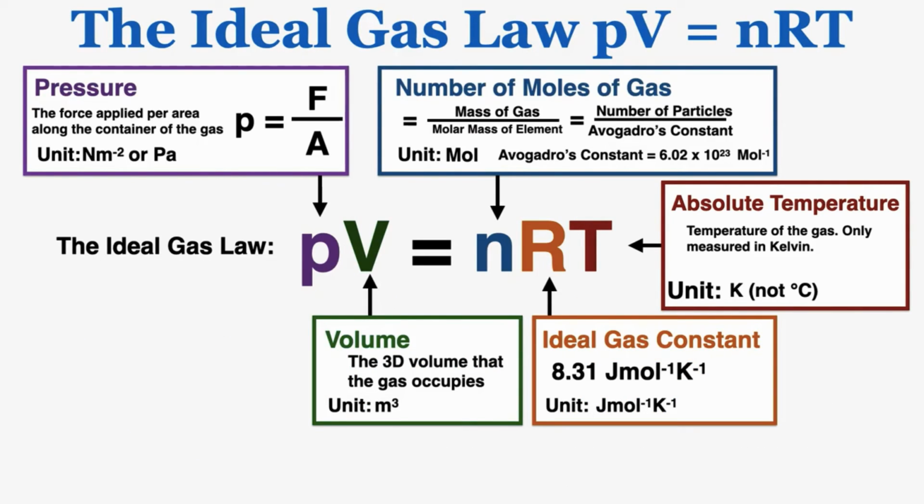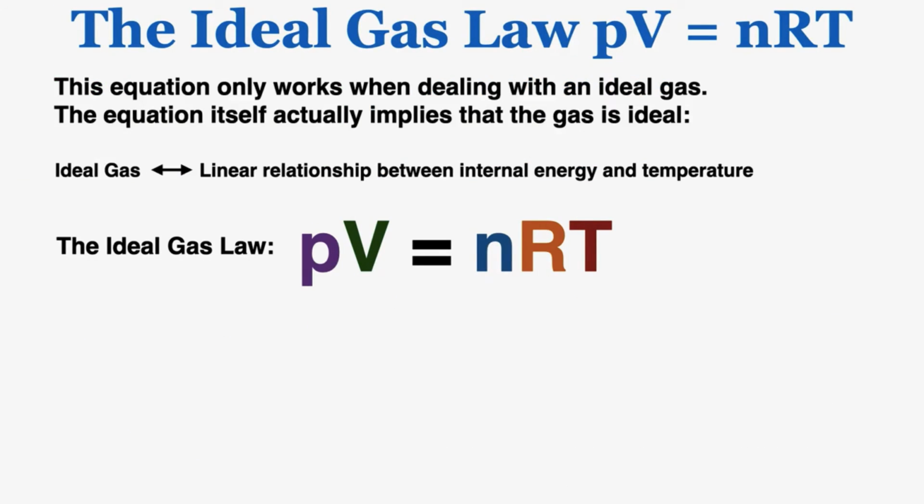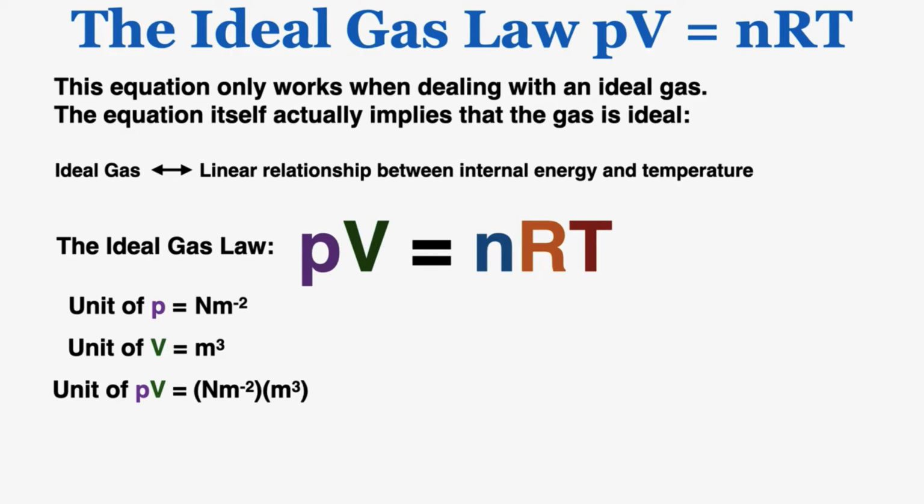That's a summary of the meaning of each variable in the ideal gas law. You'll notice that this equation only works when dealing with an ideal gas. The equation itself actually implies that the gas is ideal. Remember that the definition of an ideal gas is there's a linear relationship between internal energy and temperature. I notice on the left I have pressure times volume, and I know that the unit of pressure is a Newton per meter squared, and the unit of volume is a meter cubed. So when I multiply pressure times volume, as I do on the left, I get these variables, which come together to make a Newton meter, which is equal to a joule, which I know is a unit of energy. So pressure times volume actually has units of energy.